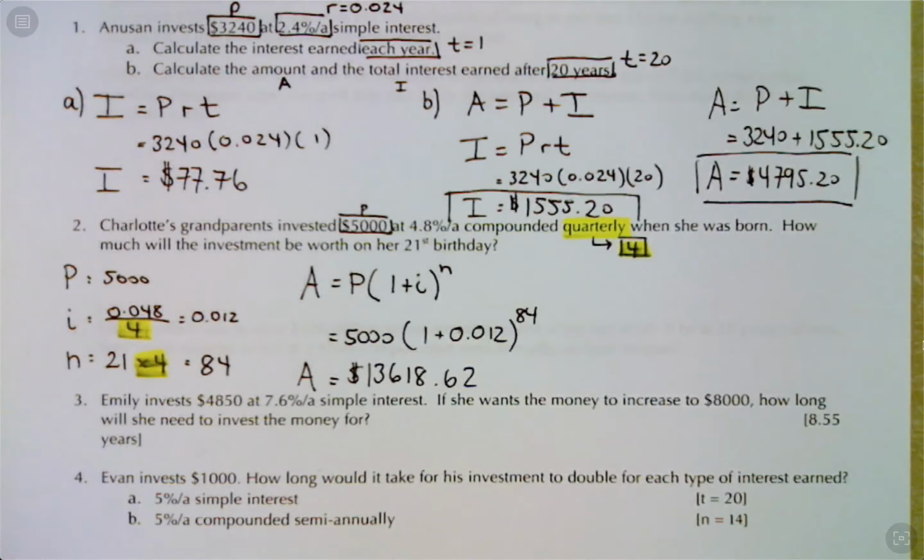That's pretty wicked. $5,000 investment has become $13,600. Pretty sweet.